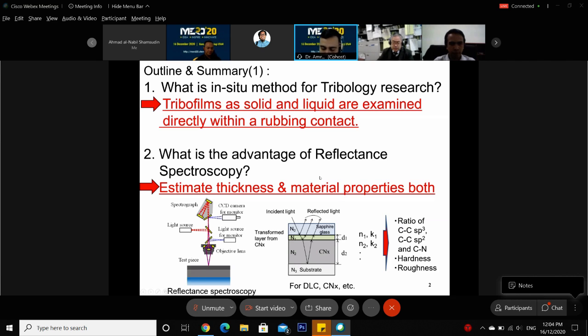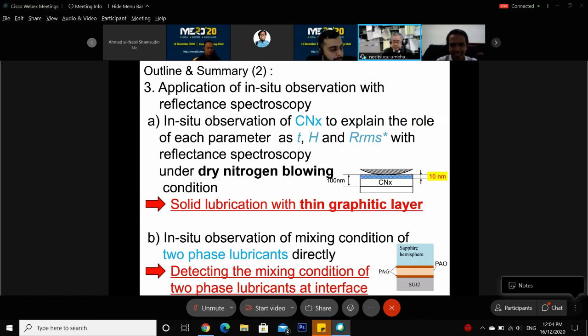And second, what is the advantage of reflectance spectroscopy? We introduced this reflectance spectroscopy to investigate the contact surface and sliding surface in tribology. And third, I would like to explain the application of this in situ observation with reflectance spectroscopy to clarify the ultra-low friction mechanism of carbon nitride coating, in terms of each parameter: thickness, hardness, and surface roughness.